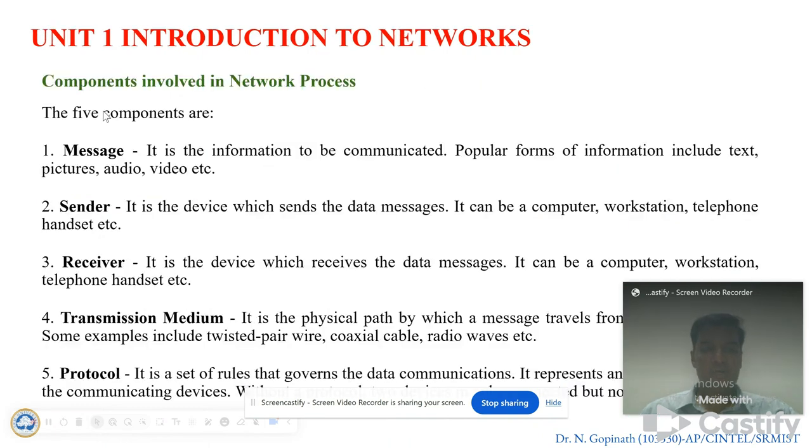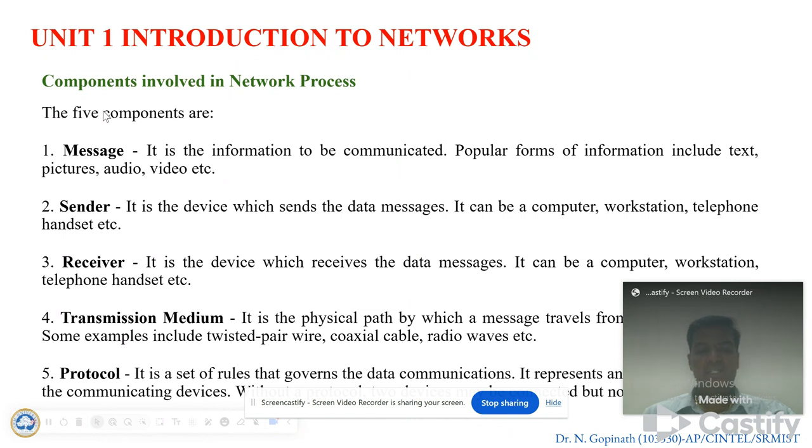Next, we will move on to the components that are involved in network process. The first component is a message. It is the information to be communicated. Popular forms of information include text, pictures, audio, video, etc. Second one is a sender. It is the device which sends the data messages. It can be a computer, workstation, telephone handset, etc. Third one is a receiver. It is a device which receives the data messages. It can be a computer, workstation, telephone handset, etc.